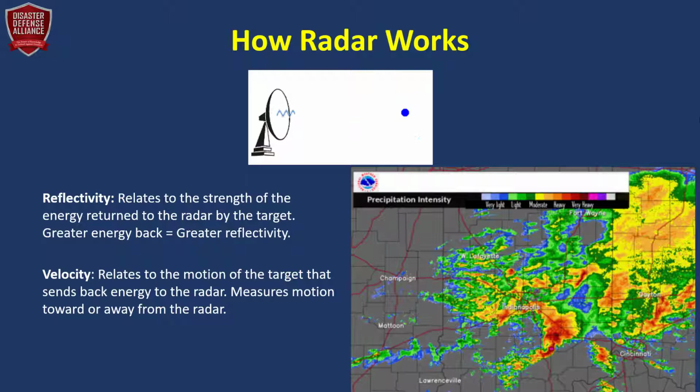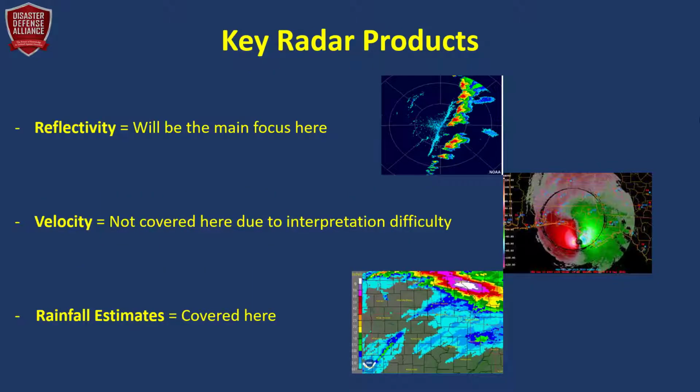Velocity data show the component of motion of the targets toward or away from the radar. It is more challenging to interpret because it only shows a component of total motion, that is, the component either toward or away from the radar site. Flow that's perpendicular to the radar beam cannot be detected. Thus, it's easy to misinterpret what velocity data are showing. As a result, this presentation will only focus on reflectivity data. The velocity data will not be covered due to interpretation difficulty.